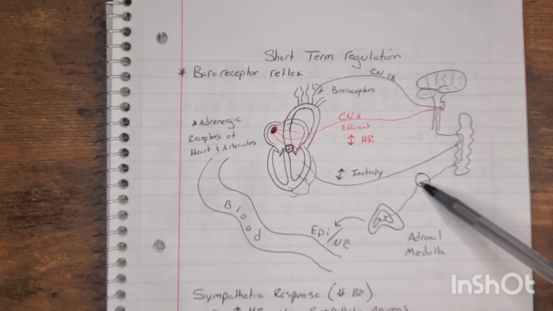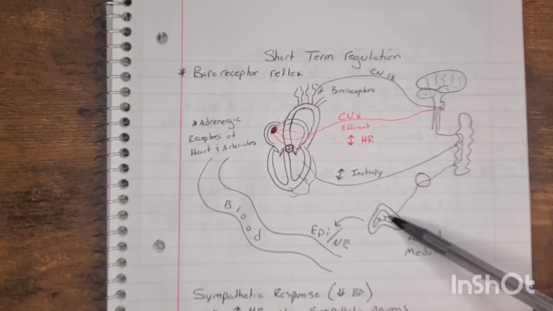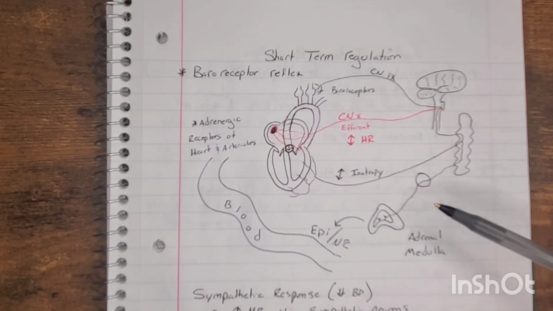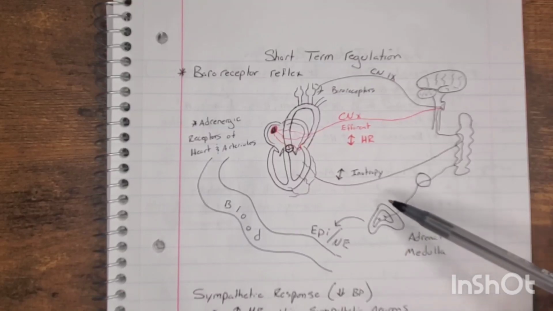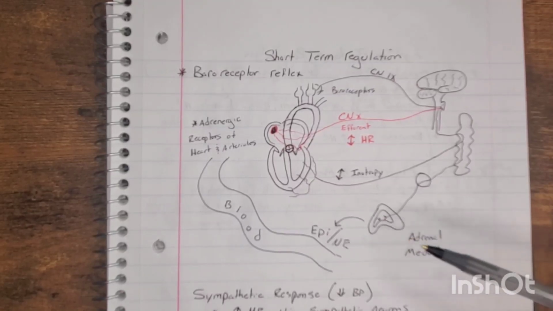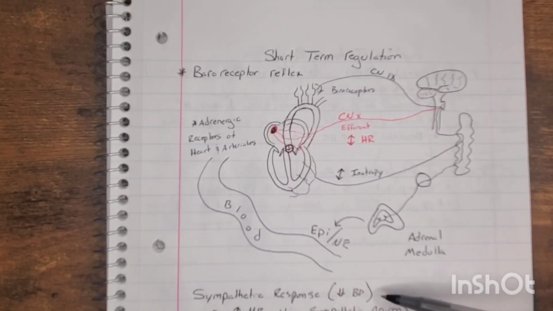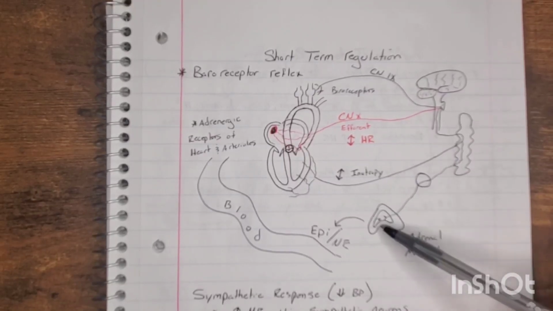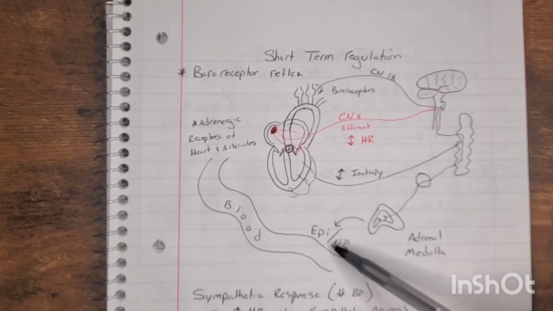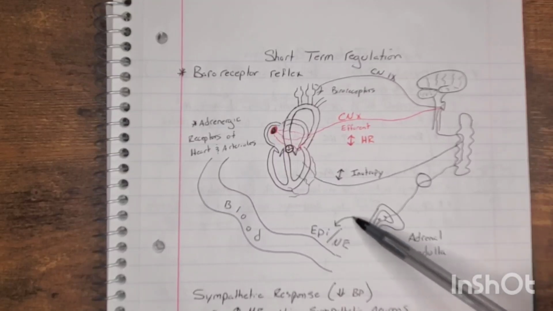I don't think it's a peripheral ganglion, but let's call that a peripheral ganglion. And then it's going to go through the peripheral ganglion. It's going to go to the adrenal medulla. It's going to synapse there. The adrenal medulla is going to release, you guessed it, epinephrine, norepinephrine, which is going to go into the blood.